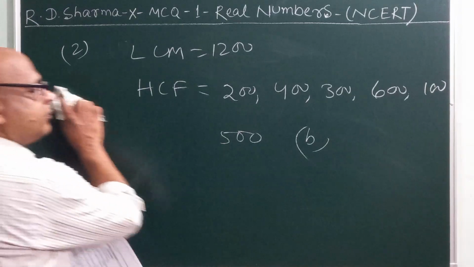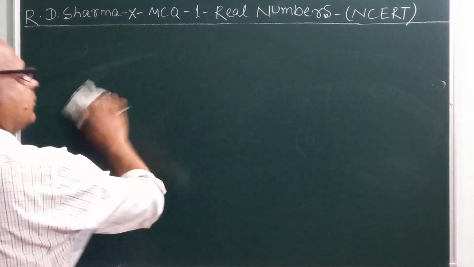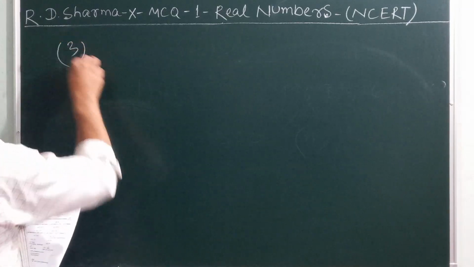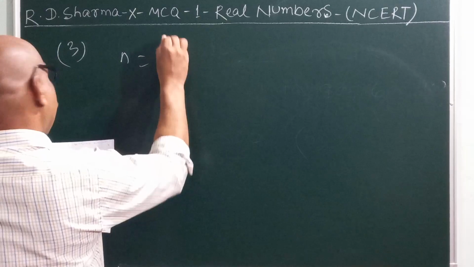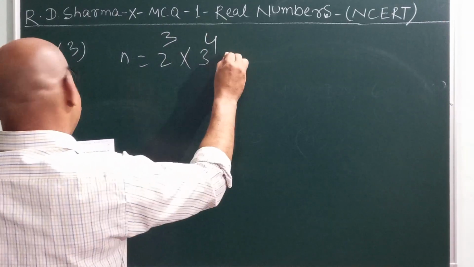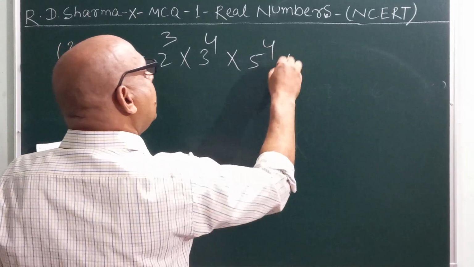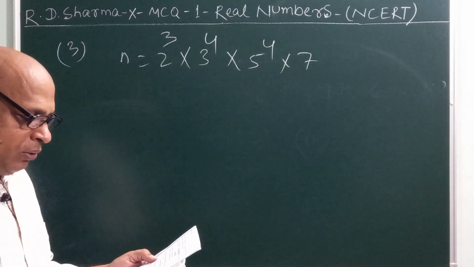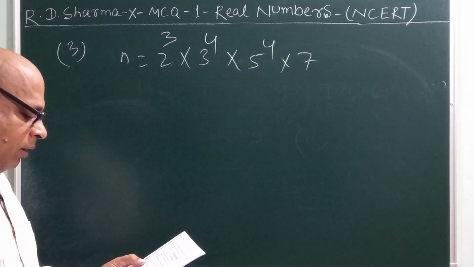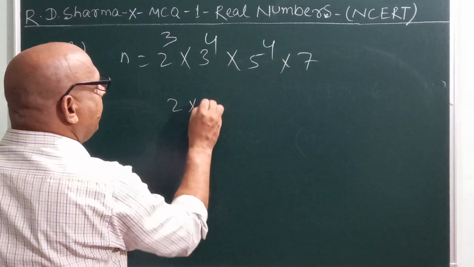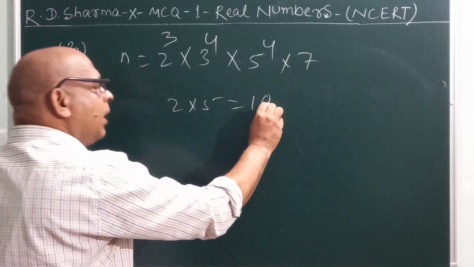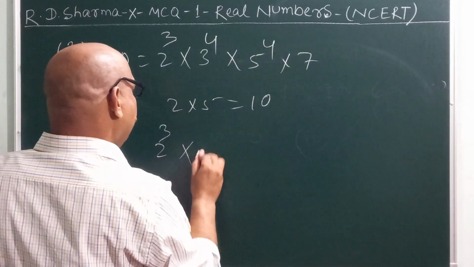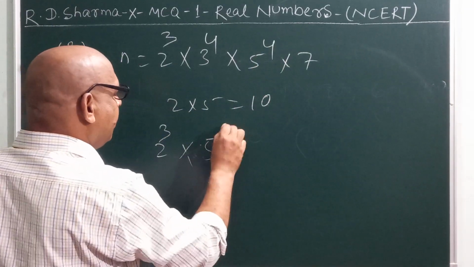Next, 3. n equal to 2 to the power 3, 3 to the power 4, 5 to the power 4 into 7. Then the number of consecutive zeros in n, where n is a natural number. 2 into 5 equal 10. Number 10. 2 to the power 3 into 5 to the power 4.